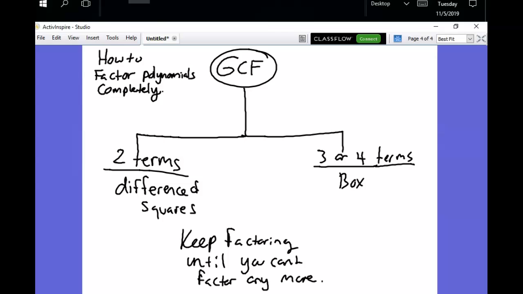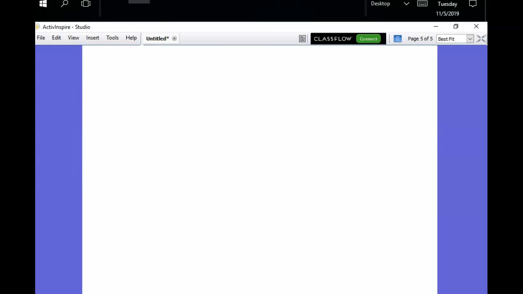Okay, so review. How to factor polynomials, take out a GCF. Then if it has two terms, do a difference of squares. If it has 3 or 4, do a box. Keep going until you can't go anymore. Let's do one. We have 8x cubed plus 6x squared minus 8x minus 6.